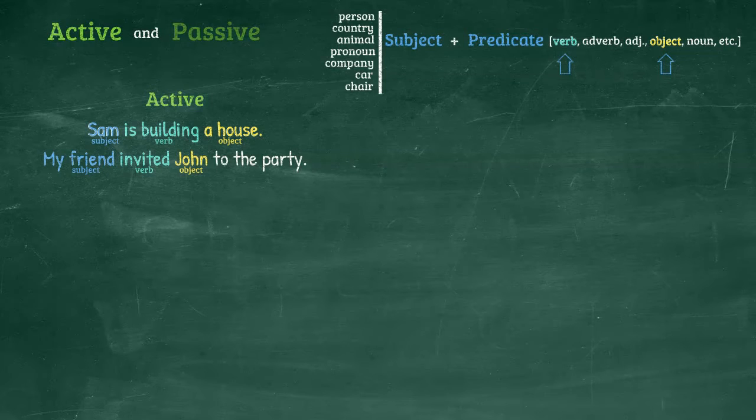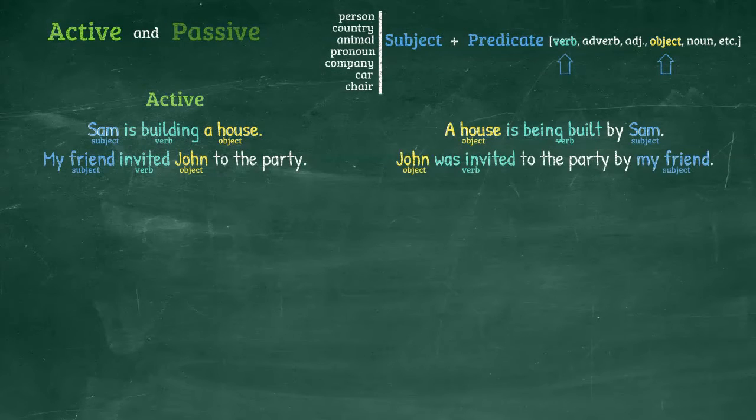However, we can also change the order of the sentence. So instead of beginning with the subject, we can turn it around and begin with the object. Instead of saying, Sam is building a house, we can say, a house is being built by Sam. And instead of saying, my friend invited John to the party, we can say, John was invited to the party by my friend. And here, if we begin the sentence with the object, we call them passive.